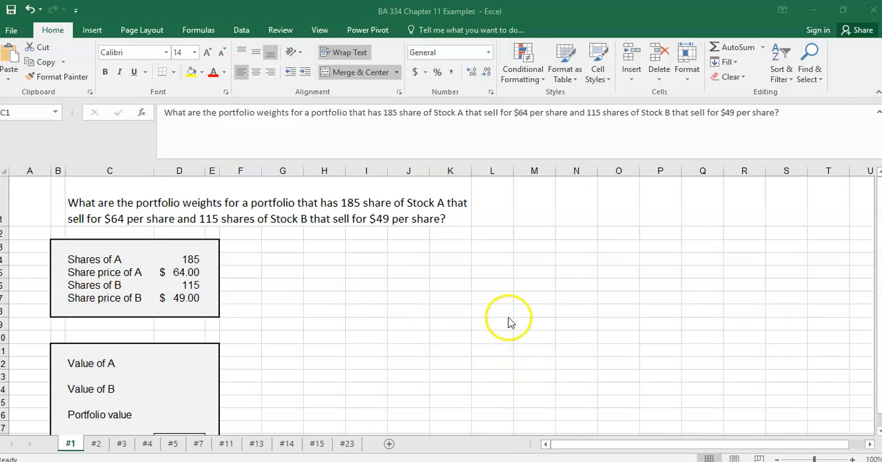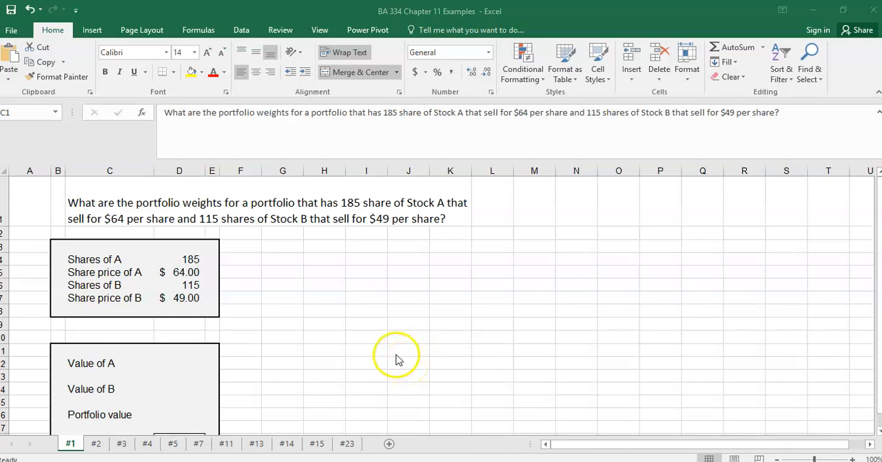Business Finance, Chapter 11 examples. In Chapter 11, we look at calculating expected returns for individual stocks and expected returns for portfolios. We're going to look at some examples where we do those things.